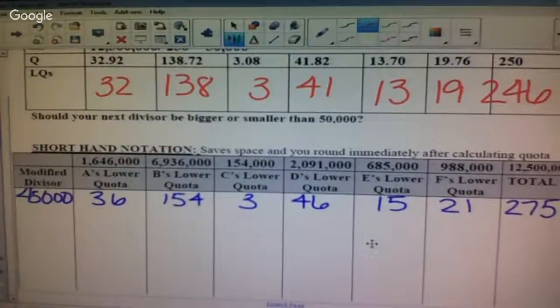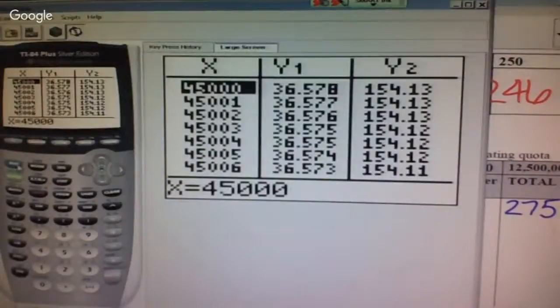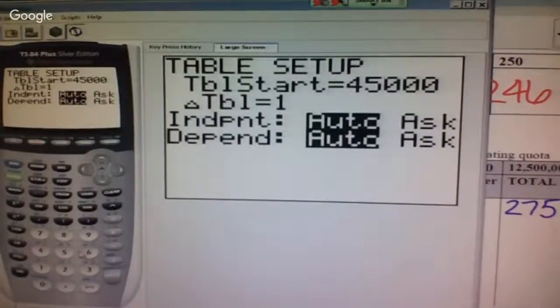So now this number needs to come down, so this number needs to go up. So I need something that's lower than 50,000, but higher than 45,000. You said 47. Okay, so we go back to that table start, 47,000.